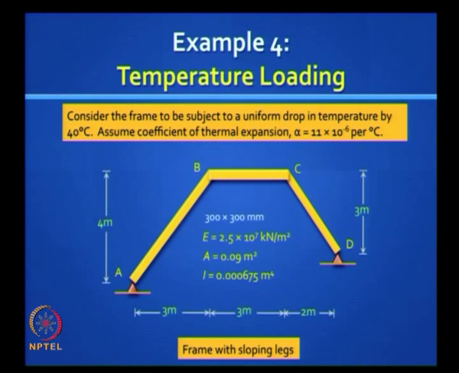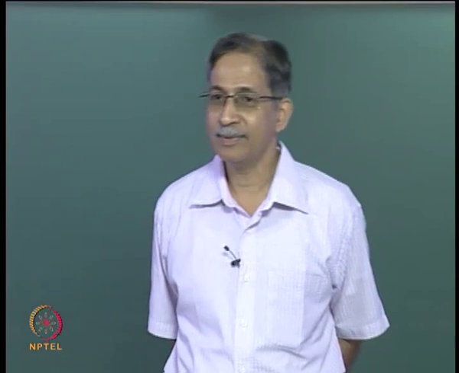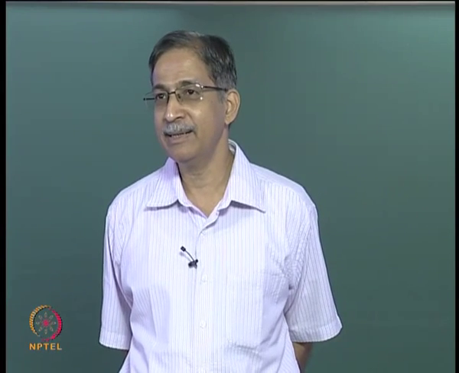Remember, at the end of the last class we also said let us look at temperature loading. This is more tricky because the legs are inclined. So the same frame, let us do this slowly so that you get it. Same frame with sloping legs, we are now talking of a fall in temperature, okay, by 40 degrees Celsius, coefficient of thermal expansion is given. How do you solve this problem? There are no loads, no direct loads, indirect loading.